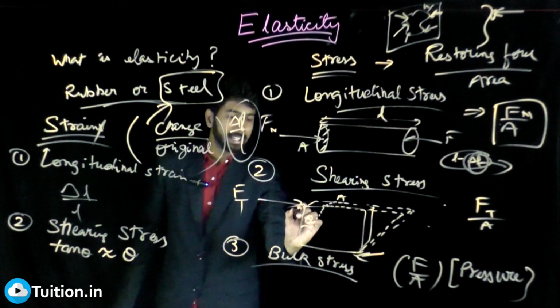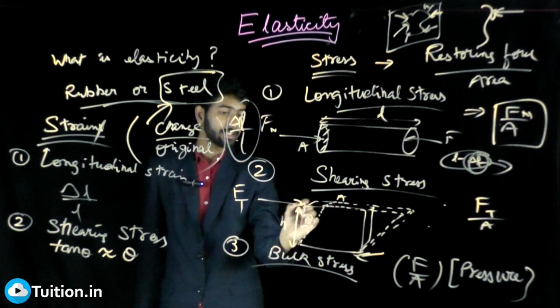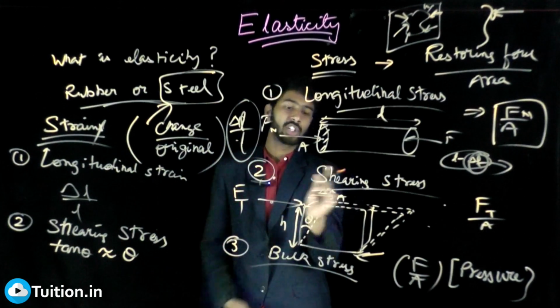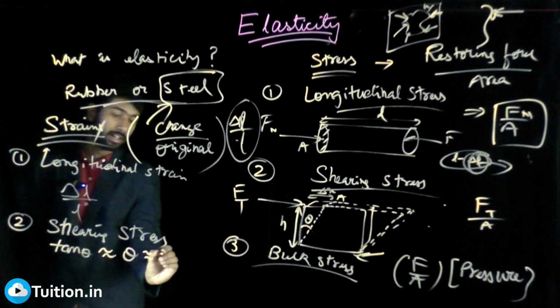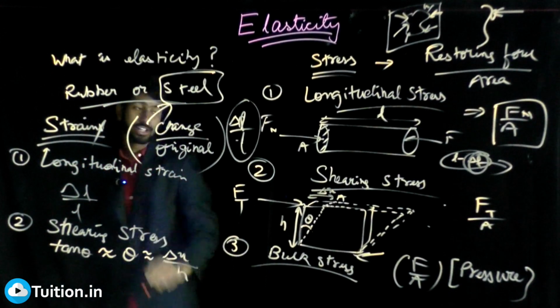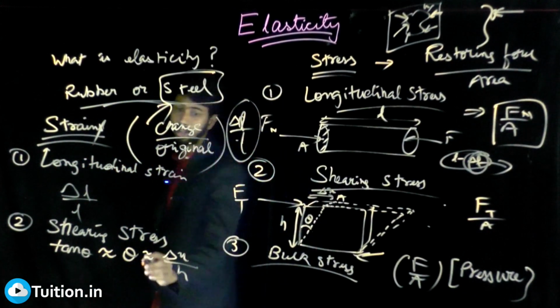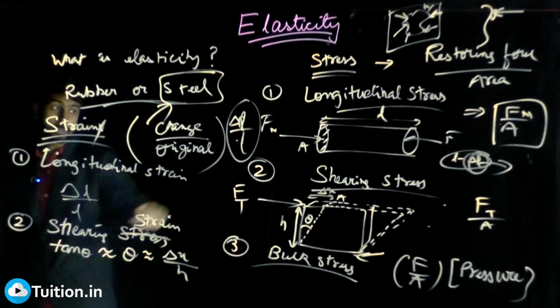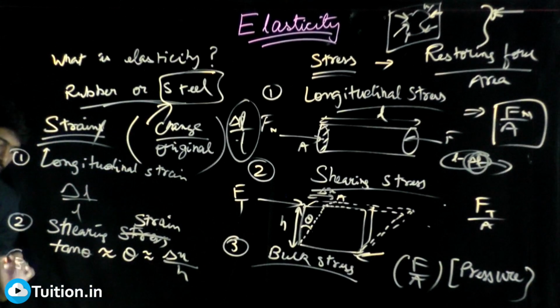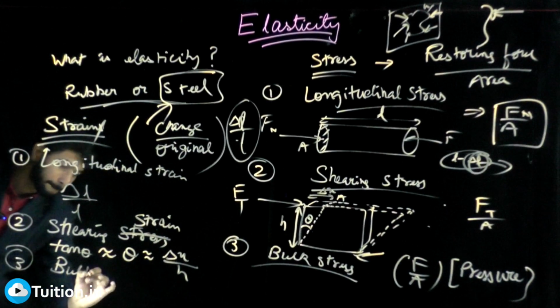So if you know the height of this, and if you know the delta x by which it got changed, so delta x by h is usually your tan theta, which is approximately theta. And that itself will be your shearing strain. Sorry, this is not stress. This is shearing strain. It's very simple. That's all. The third one is your bulk strain.